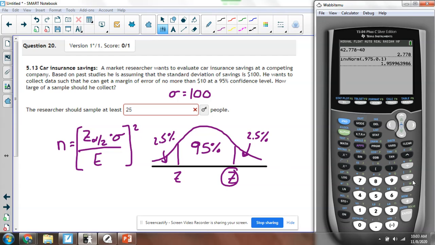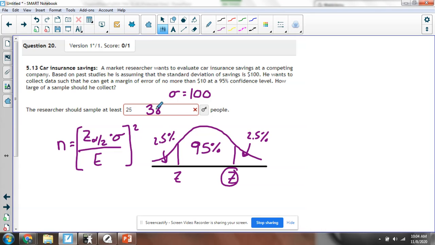And then I'm going to multiply it by sigma, times that by 100. And then divide that by my margin of error, divided by $10. And then that last step is to square this thing, square. So we get 384.1. No matter what we get, any decimal, you always round up. So this is going to be 385.